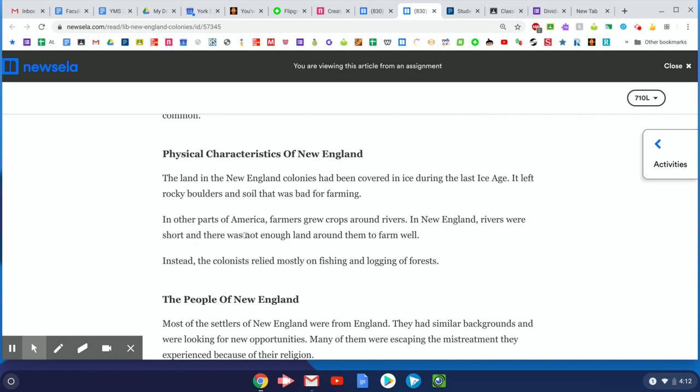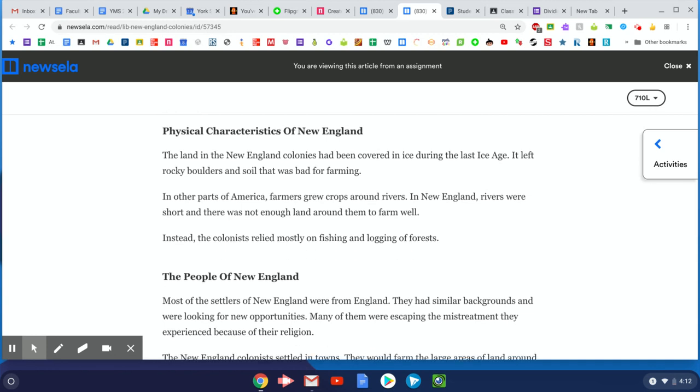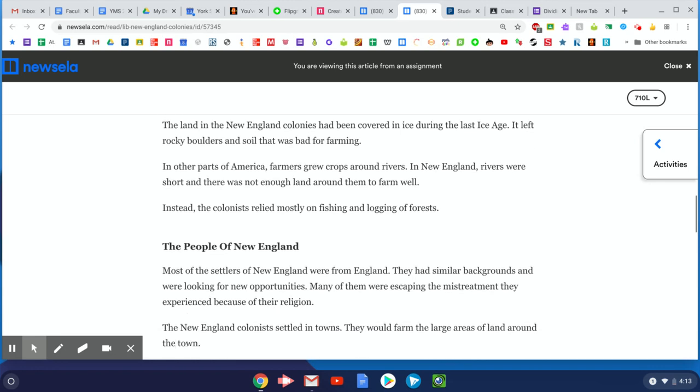In other parts of America, farmers grew crops around rivers. In New England, rivers were short and there was not enough land around them to farm well. Instead, the colonists relied mostly on fishing and logging of forests. So farming wasn't really conducive to New England. That doesn't mean there weren't farms. There certainly were. Everyone had to grow their own food for the most part. But big farms for money making weren't that common in New England.